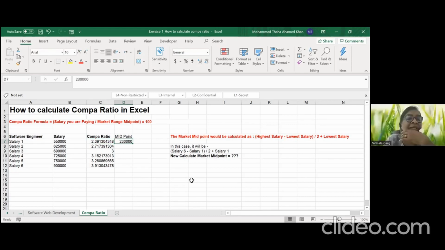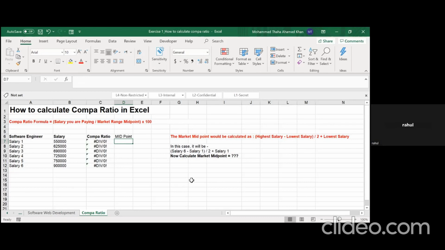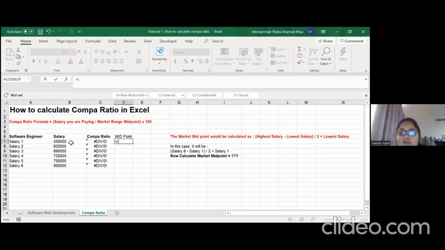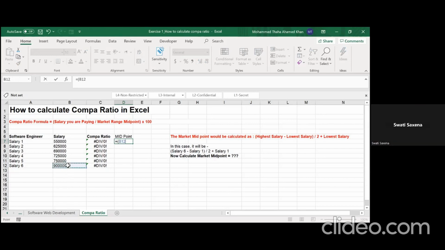Vilma, have you given them the midpoint or is this the salary range? I believe they have to calculate the comp ratio with the market range median point. Your midpoint would be: you take the highest minus the lowest salary, 90,000 minus 55.